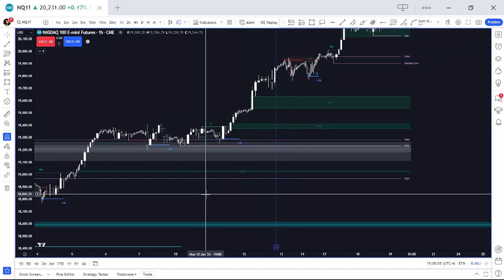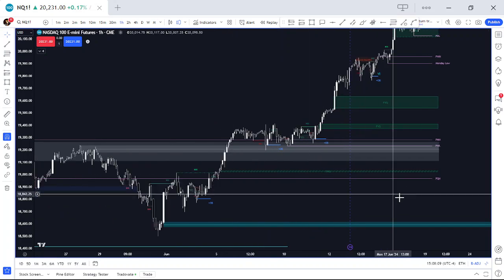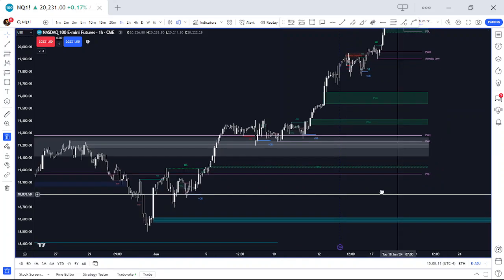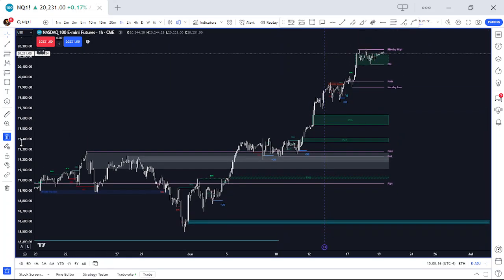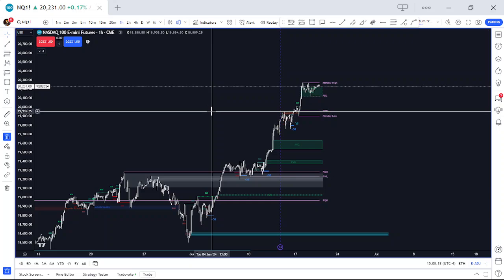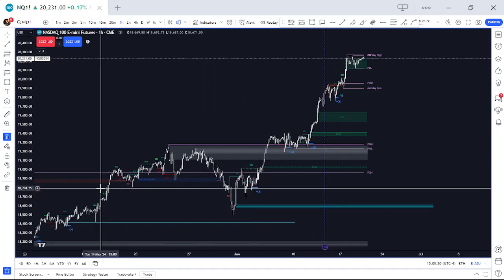But that's pretty much it. That is everything that you're going to be using in ICT, along with the fib retracement tool.